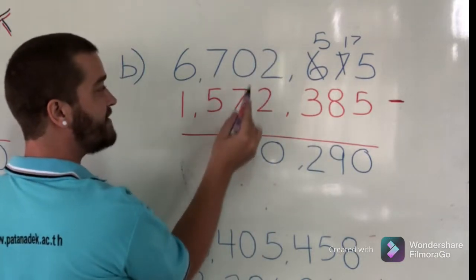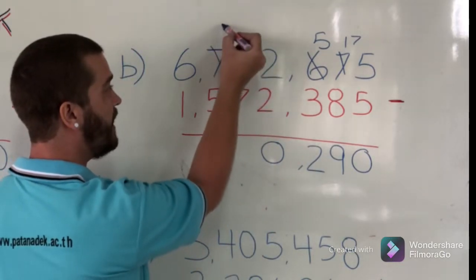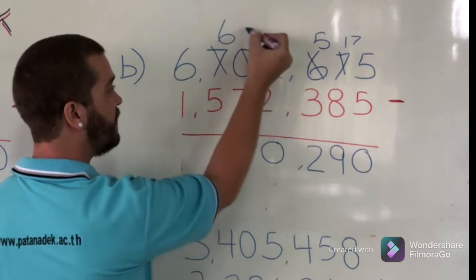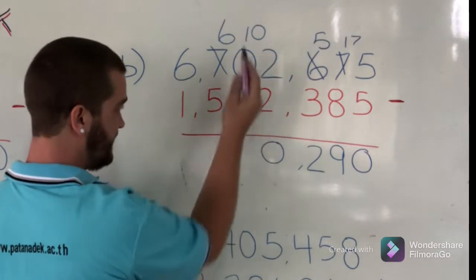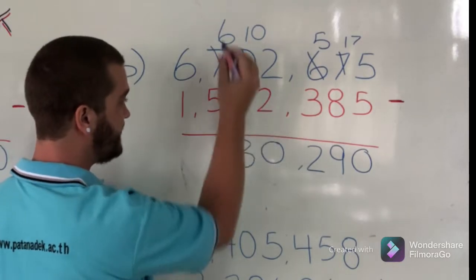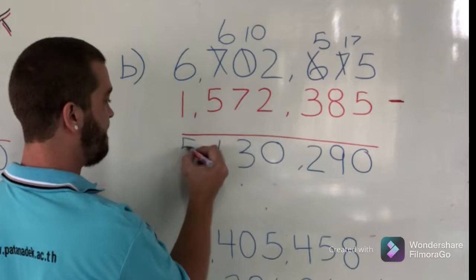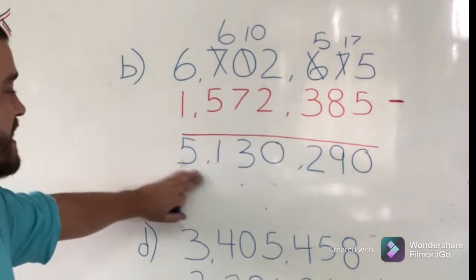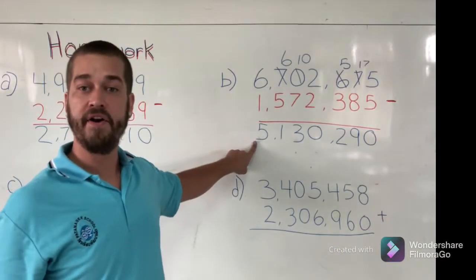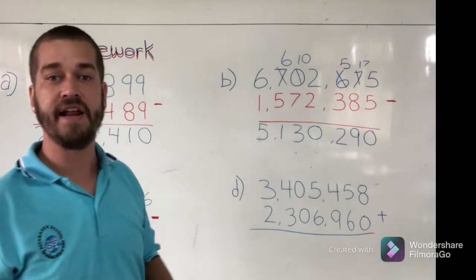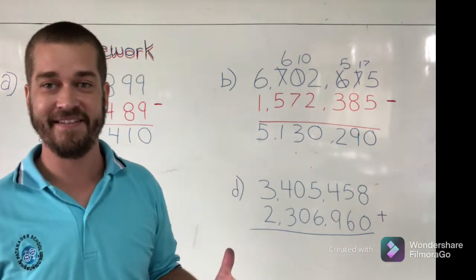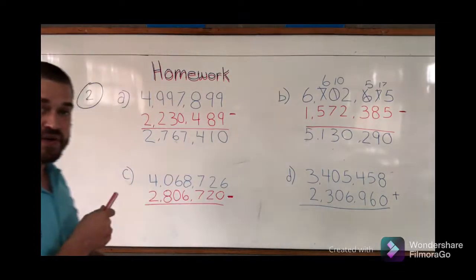We cannot subtract 7 from 0, so we're going to borrow from our 100,000s and then make this one a 10. 10 minus 7 is 3. 6 minus 5 is 1. And then 6 minus 1 is 5. The answer for B is 5,130,290. Did you get it right? Good. Let's check out 2C.